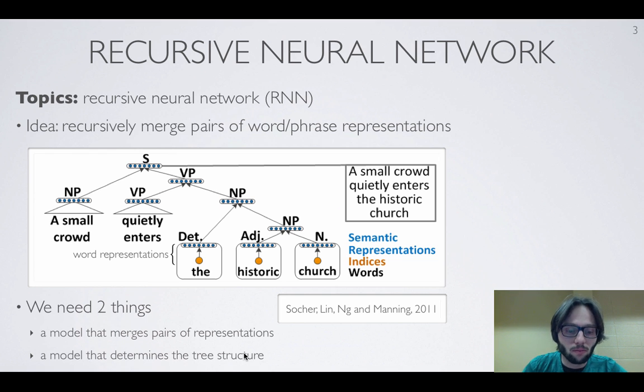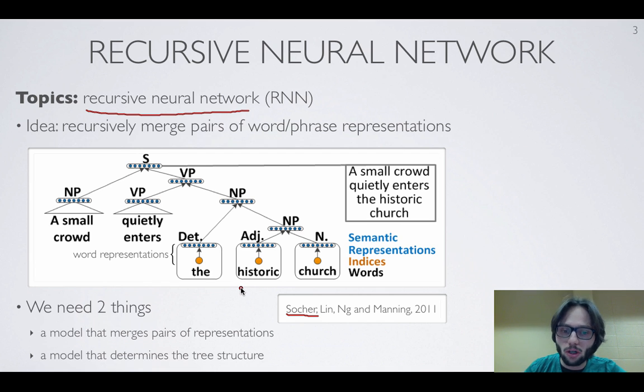So to tackle this problem, Richard Socher and his colleagues introduced a different type of neural network, which they call a recursive neural network. So I'll first describe the general idea. In the next videos, we'll look at the different components and how they work. So what they propose to do, if we had a sentence, say a small crowd quietly enters the historic church, then to get a representation of the full sentence, they would first take the sentence and extract from it a syntactic tree, a binary syntactic tree, which essentially identifies the internal syntactic structure of the sentence.